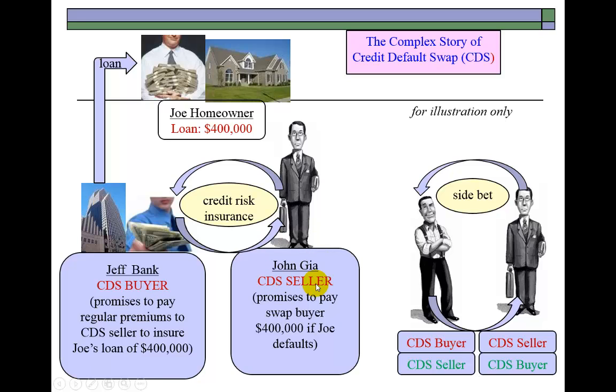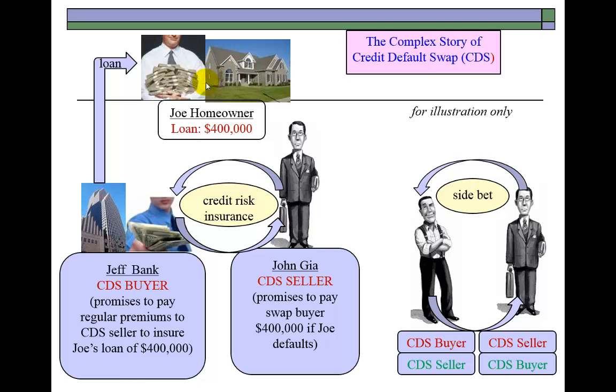So what happens in essence is if Mr. Homeowner were to default on this loan, then Mr. Bank would file a claim with Mr. Gear and get paid $400,000. So as you can see, the likelihood of a claim being filed would increase if this guy, Mr. Homeowner, increasingly becomes less likely to pay his loan when they are due.